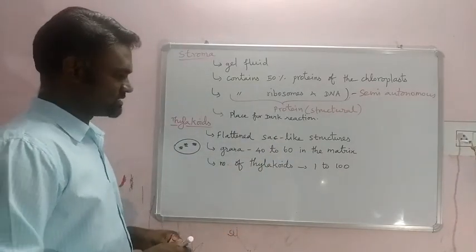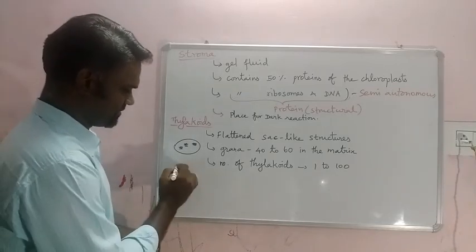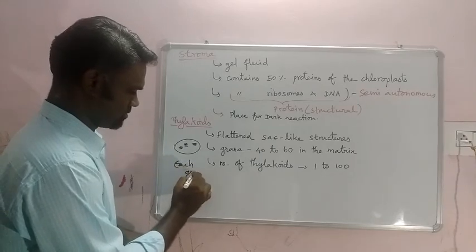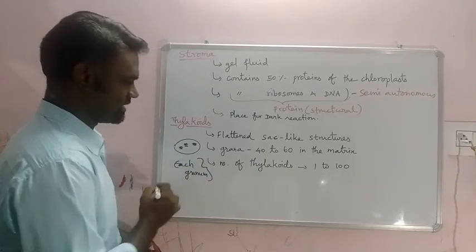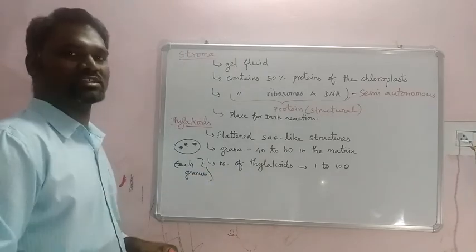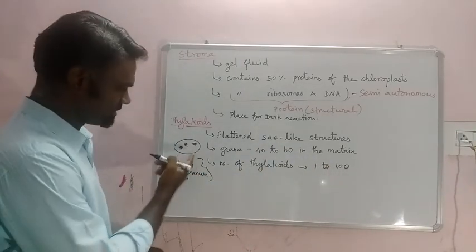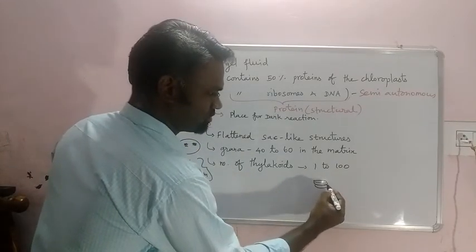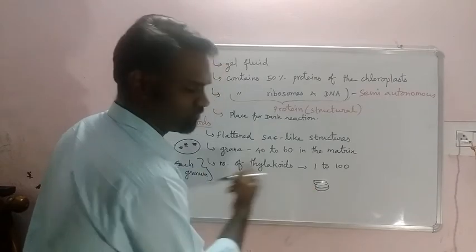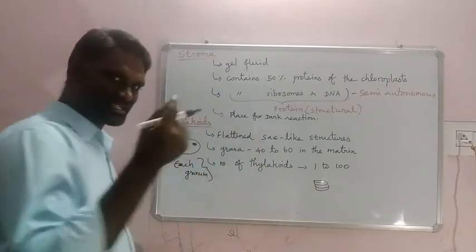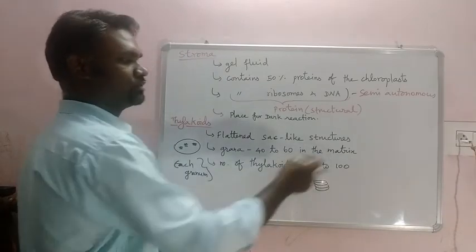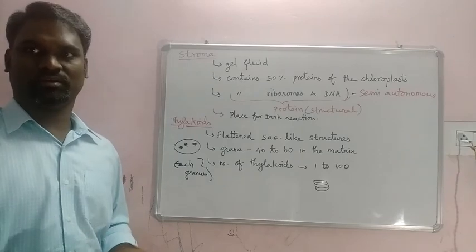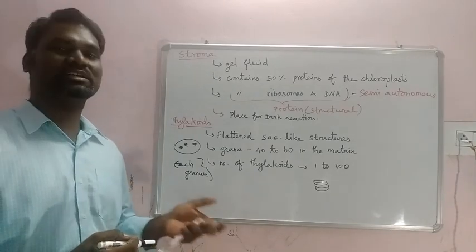Then, the second point is that in each granum the number of thylakoids will be 1 to 100. Understand that? This is the coin arrangement, as I told you. Here I have given 1, 2, 3, 4 like this. So one single granum can contain 1 to 100 thylakoids. Now let us talk about their pigment arrangement.